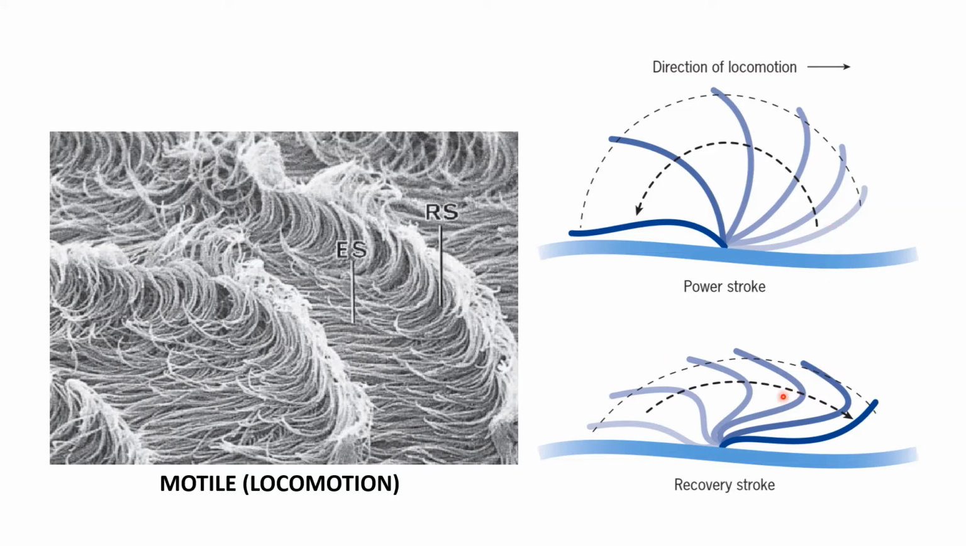And then there is the recovery stroke, wherein the cilium folds and then returns back to a position where it can do another power stroke, so that the organism can continue moving. So take note of this movement. This movement is perpendicular to the microorganism's movement.